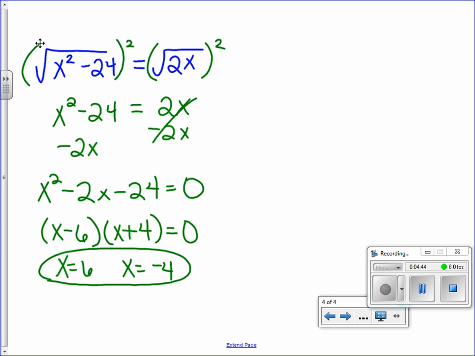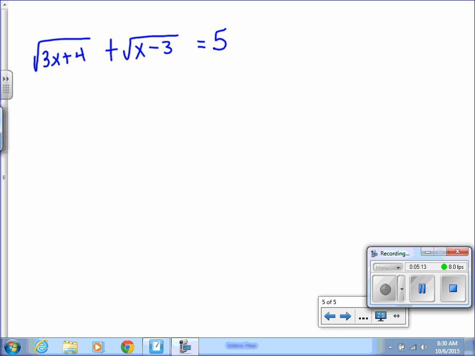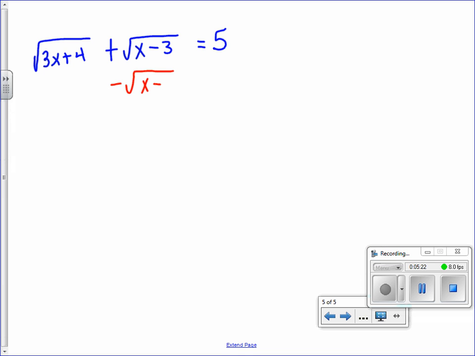Alright, ready for your next one? Alright, this one is a 2 for the price of 1. Weird, right? Okay, so I have to isolate. Did you move this over there? Okay. Because one of them has to move. It doesn't really matter which one, but one of them has to move.